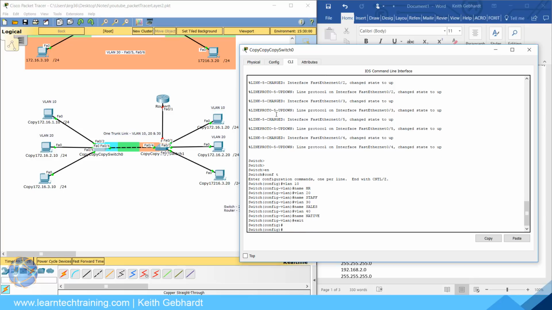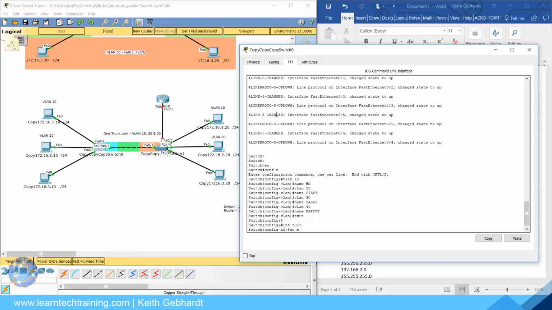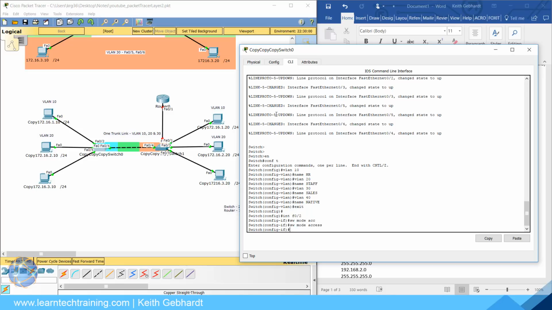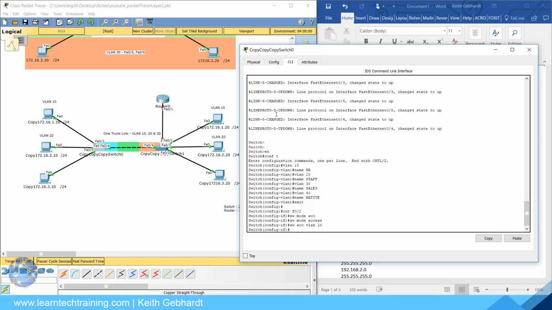Beautiful. Exit that. Now we need to assign our interfaces to those VLANs. All right. So let's go ahead and say interface FA0/2. That's for my top computer there. We're going to say switchport mode access. Enter. We're also going to say what? What do you guys think? Switchport access vlan 10. We got to tell that interface to be associated to that new broadcast domain.